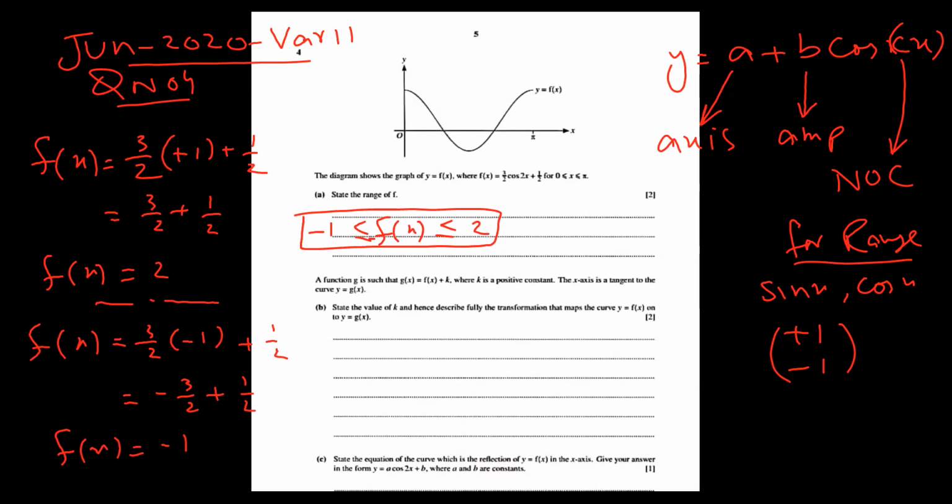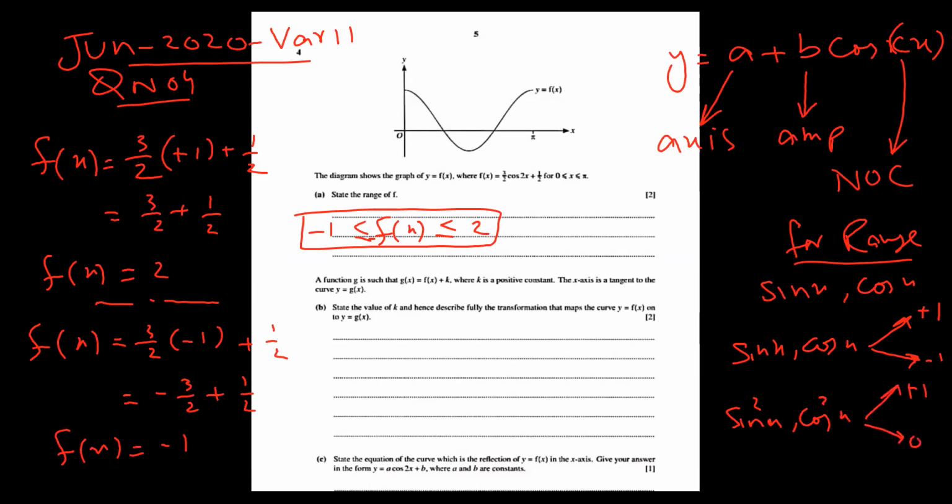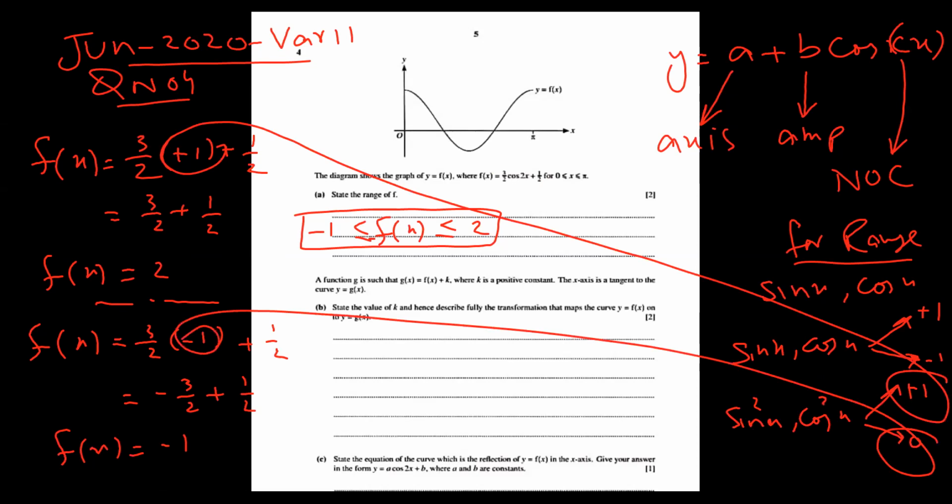Now you ask, why, sir? Why put plus and minus? The logic is simple. Either sine or cos, the highest value is +1 and the lowest value is -1, and in the middle, but we never cross up and down. But in the case of sine square and cos square, the highest value is +1 and the lowest value is 0. So in the same question with cos square, one time I will put +1 and one time I will put 0 to get a range.